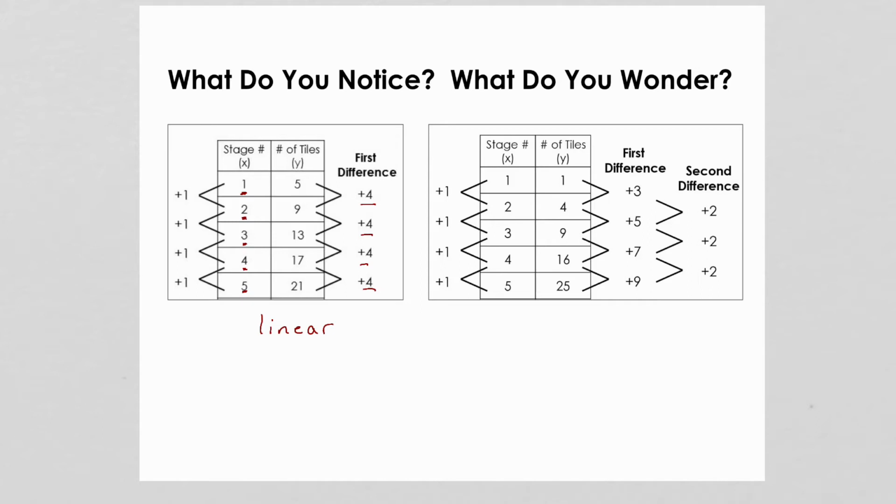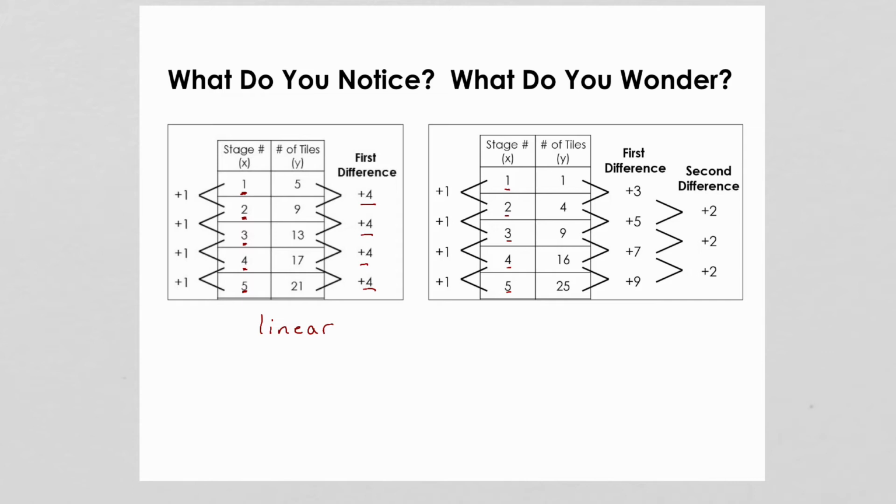Now look at this other table here. This one looks very similar to some of the ones we were doing last week. We see that the stage number increases by 1 each time, just like it does in the other table. But when we find the difference between each of the y values, the difference between 1 and 4 is 3. Between 4 and 9 is 5. 9 and 16 is 7. So it's not common. It's not the same each time.